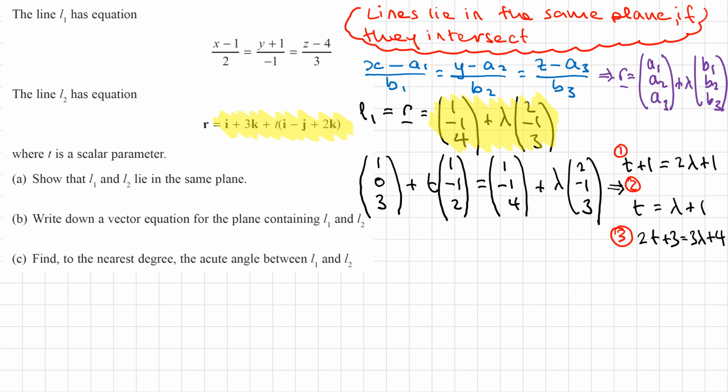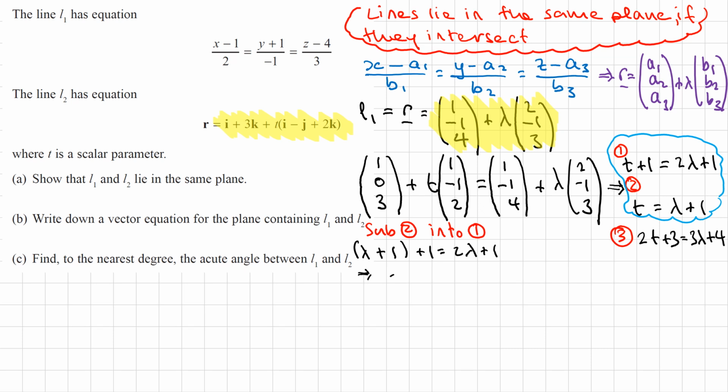Now for the solving simultaneously part, I'm going to start with the first two equations here, and I'm going to sub equation 2 into equation 1. That means just substituting t for lambda plus 1. So I will get lambda plus 1, which is my t, plus 1 is equal to 2 lambda plus 1. So from here I'll have lambda plus 2 is equal to 2 lambda plus 1. Let's take away lambda from both sides, and then subtract 1 from both sides, so I'll get lambda is equal to 1.